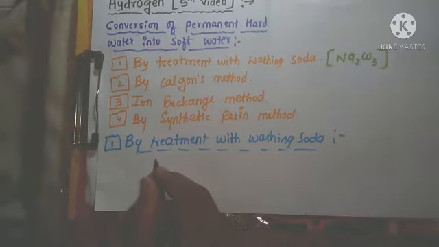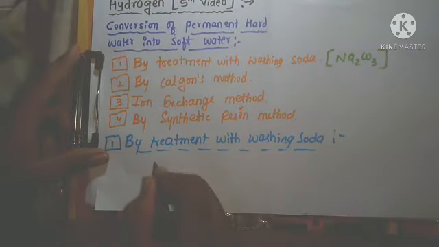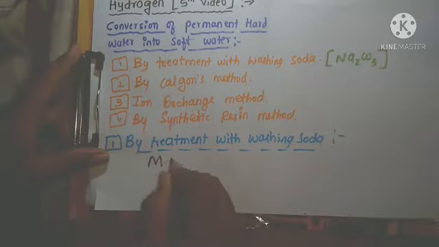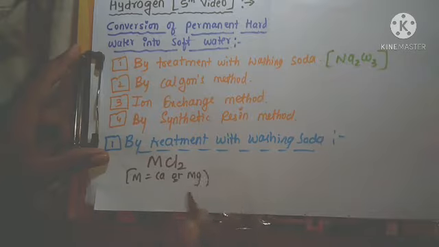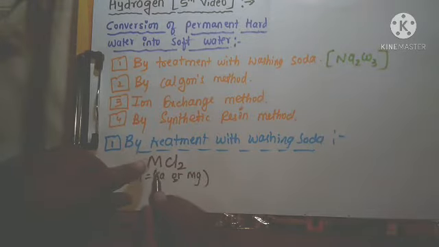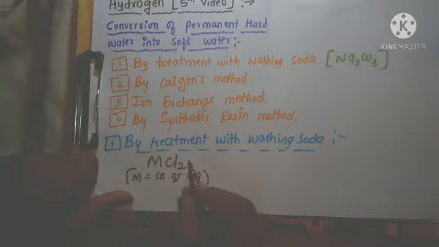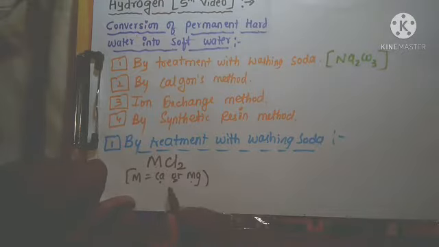Here, permanent hard water, what does it contain? Maybe calcium chloride or magnesium chloride. Maybe calcium sulfate or magnesium sulfate. I am writing MCl2. M means maybe calcium or maybe magnesium. If M is calcium, that is calcium chloride. If M is magnesium, that is magnesium chloride. I don't want to write the reaction two times. Therefore, in place of M, if you write Ca, it will give CaCl2. If you write Mg in place of M, it will be MgCl2. Only one reaction I am writing for both calcium and magnesium.